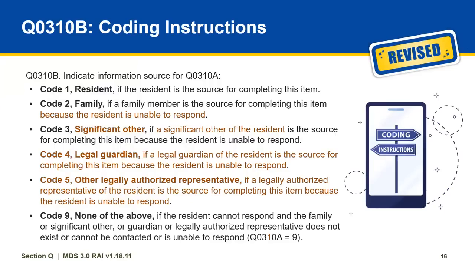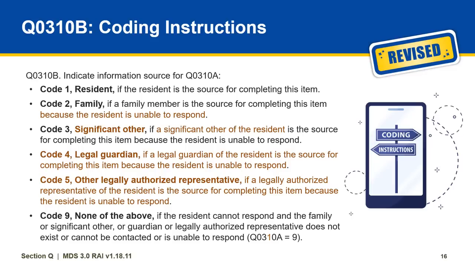For Q0310B, indicate information source for Q0310A, 2 new coding options have been added. Code 1, resident, if the resident is the source for completing this item. Code 2, family, if a family member is the source for completing this item because the resident is unable to respond. Code 3, significant other, if a significant other of the resident is the source for completing this item because the resident is unable to respond.